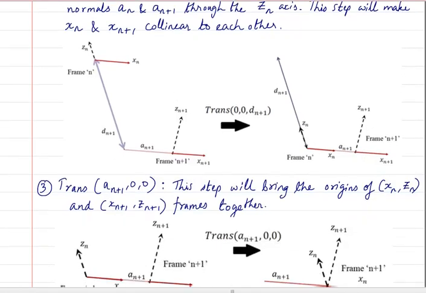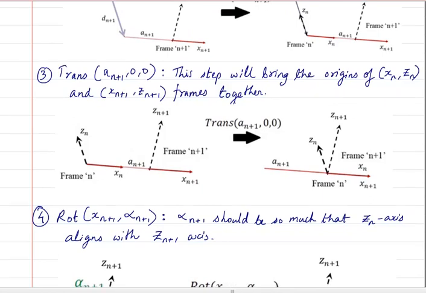The third step is when we translate the origin of frame n so that it coincides with the origin of frame n plus 1, and for that we have to move a distance of an plus 1, the translation an plus 1, so that now we have xn and xn plus 1 overlapping each other, and the origins also overlapping each other. Now what is not overlapping is the z axis. The zn and the zn plus 1 may or may not be overlapping each other.